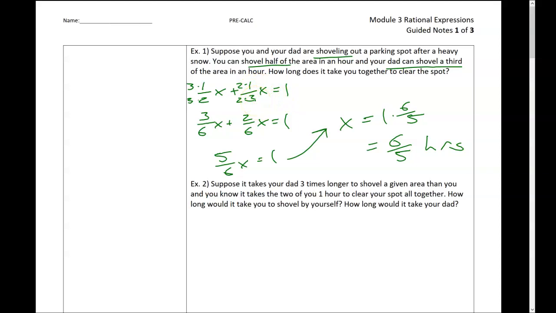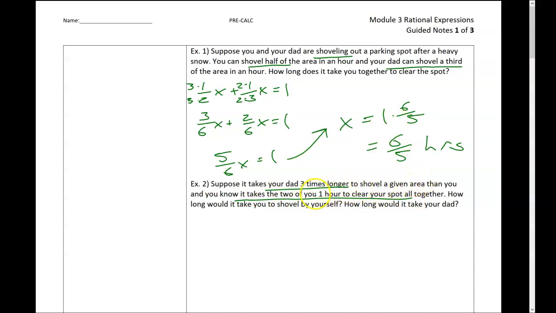Now let's complicate things a little bit. And by complicating things, we're actually going to make it a little bit more realistic. So the question now is, if we know that you and dad take a certain amount of time working together, can we figure out how long it would take you by yourself? So it takes your dad 3 times longer to shovel, and together it takes the 2 of you 1 hour to clear your spot. So we got a little faster since the last problem, I guess.